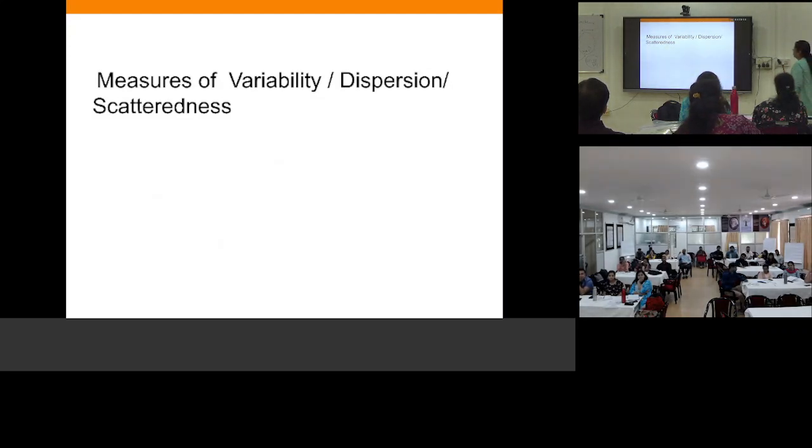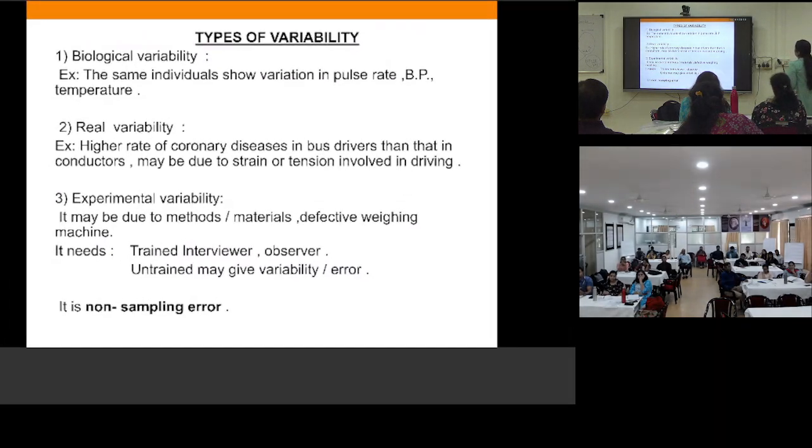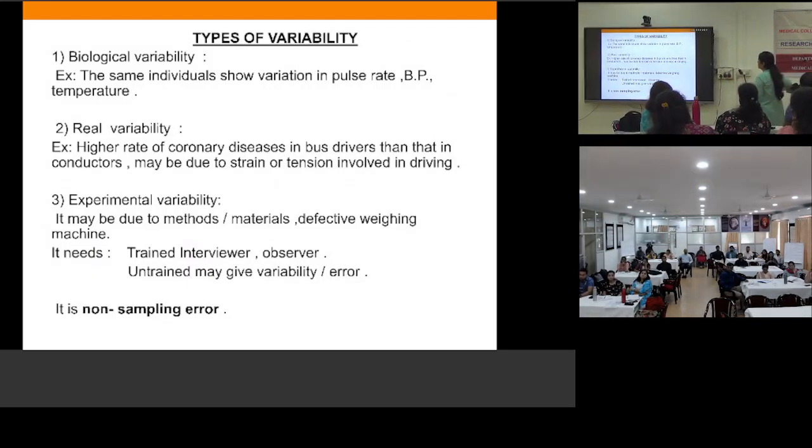In this way you can get a question on scatteredness, dispersion or variability. So how does variability come in data? Well, like biological variability: the same individual shows variation in pulse rate, BP, temperature. Then real variability: higher rate of coronary heart disease in bus drivers as compared to conductors because of the strain and tension involved. Real variability is what we want to find out. Biological variability can be a little up and down.